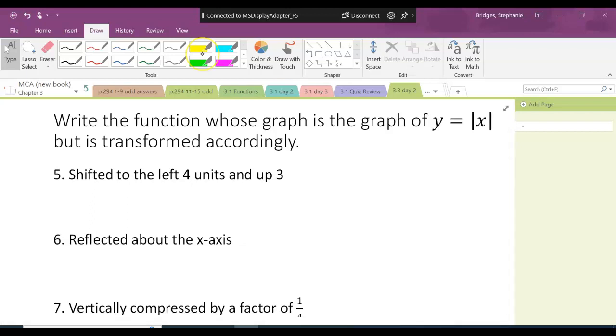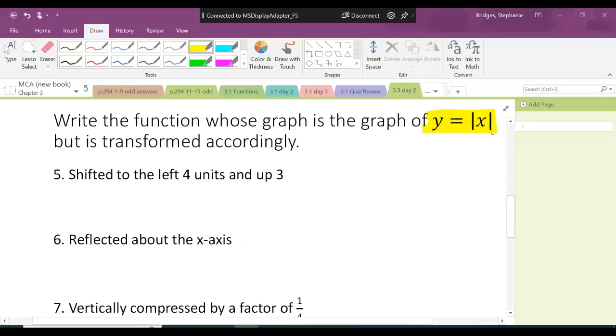Our function that we are rewriting is y equals the absolute value of x. Depending upon what movements happen, that determines where I put the numbers. If I am moving up or down, I'm going to put the numbers behind the function, the absolute value of x. If I am moving left or right, those are going to go inside.